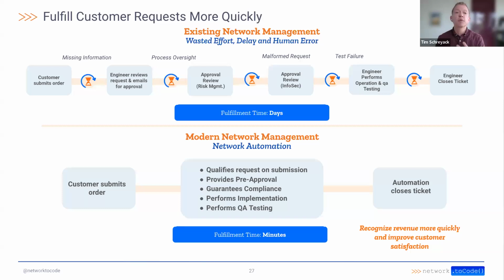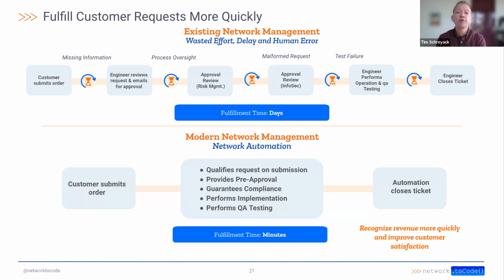We're able to fulfill customer requests more quickly. As we look at the existing way we do this, right? We went through some examples of this earlier, but let's take a little more detail on that. So here in our existing network management, each transition in tasks waits upon the next individual to act. And this accumulation of delay is measured across the entire process. So the customer or the user submits an order, a request for something. An engineer reviews that request and sends out emails for approval. We then wait for our approval review, our risk management, or maybe our change board.